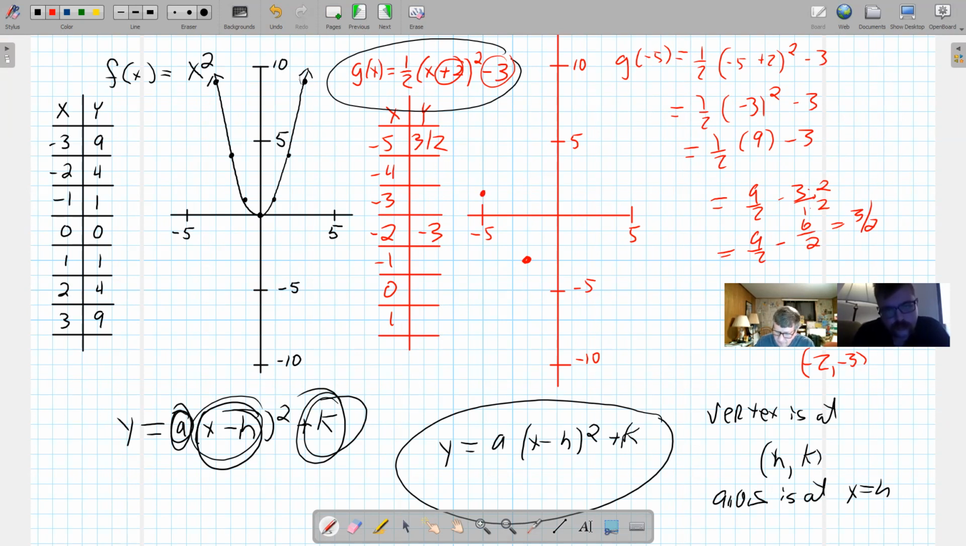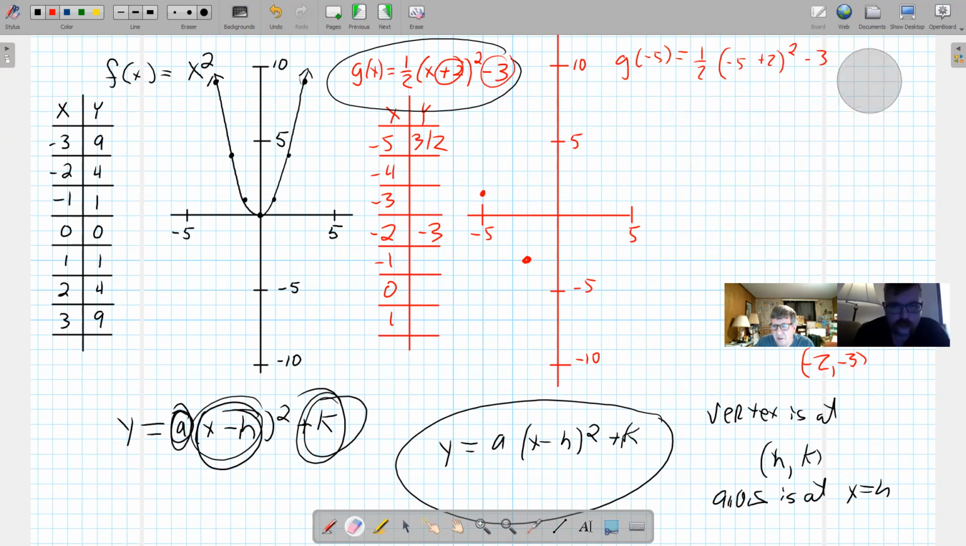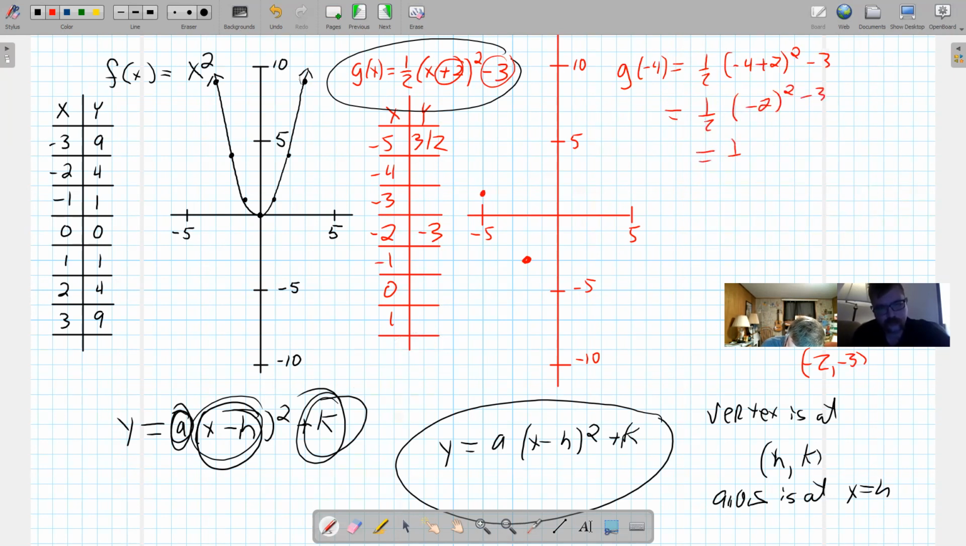Okay? All right. Since it takes a lot of room to write this, I'm going to go back and erase my calculations here. But again, you can always come back and look at the video again if you get lost there. G of -4 is 1/2 times -4 plus 2 the quantity squared minus 3, which is 1/2 times -2 squared minus 3, which is 1/2 times 4 minus 3, which is 2 minus 3 or -1.